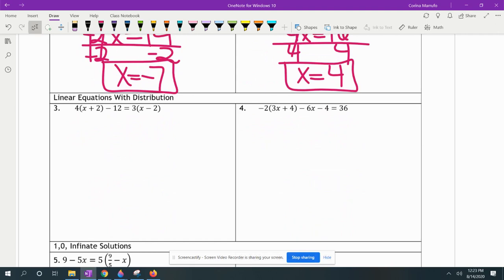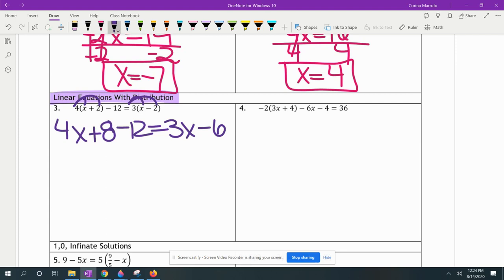All right, the next one. Here we have linear equations with distribution. So we're going to have to distribute to solve for x. Let's take a look at the first one. We have to distribute this 4 to the x, so we get 4x, and then we also have to distribute the 4 times a positive 2, which gives us positive 8. And then here we have a minus 12 equals, and then we're going to distribute this 3 to each one. So 3 times x is 3x. 3 times negative 2 gives us negative 6.